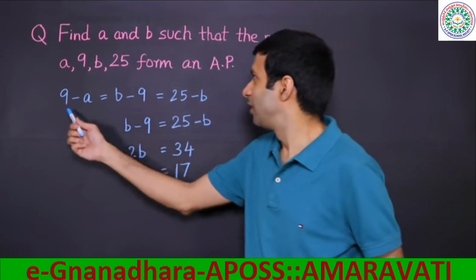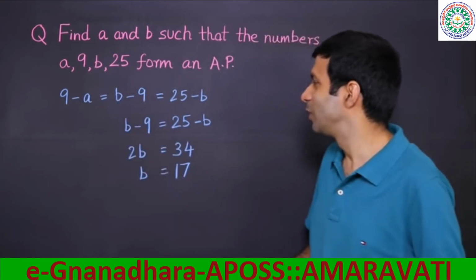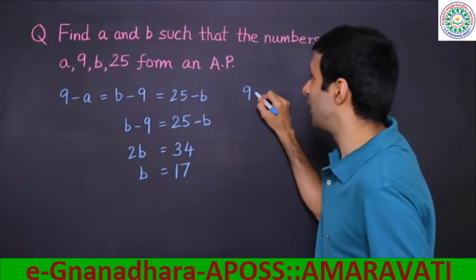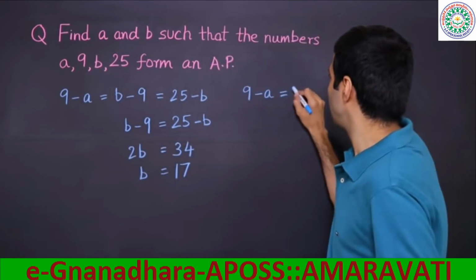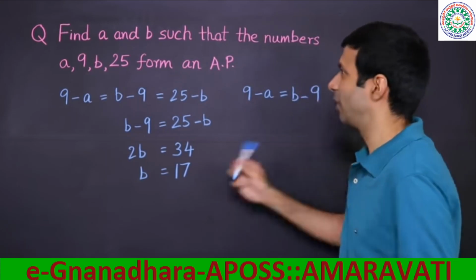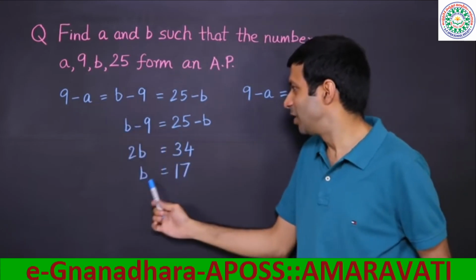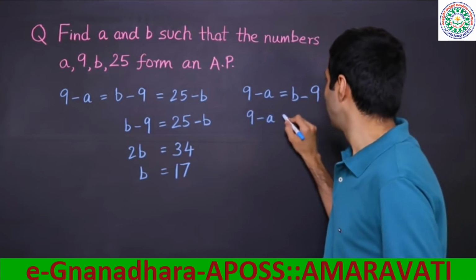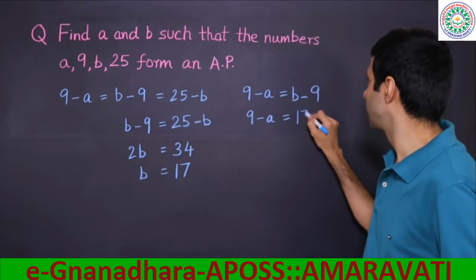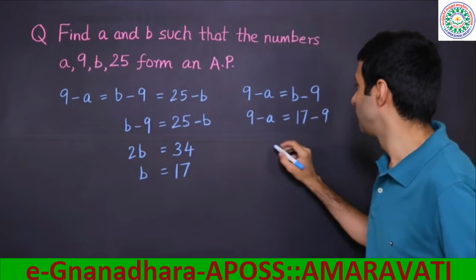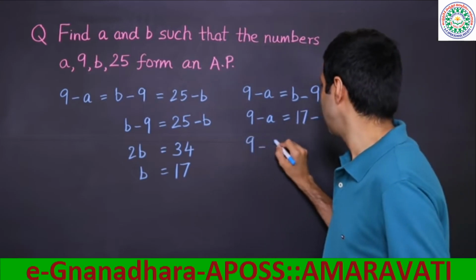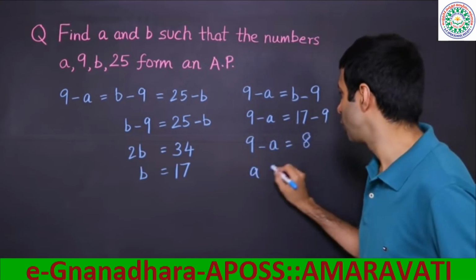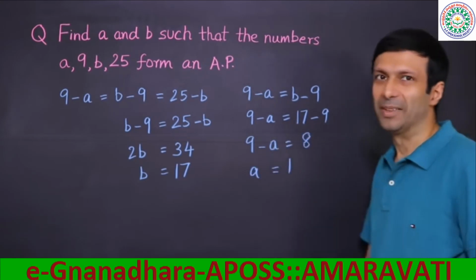Now we can use this part, 9 minus A equals B minus 9, to easily find A. So let me write that down here. 9 minus A equals B minus 9, right? Since we already have the value of B, it's going to be 9 minus A equals 17 minus 9. So 9 minus A is equal to 8. And so basically, if you solve it, A is equal to 1.